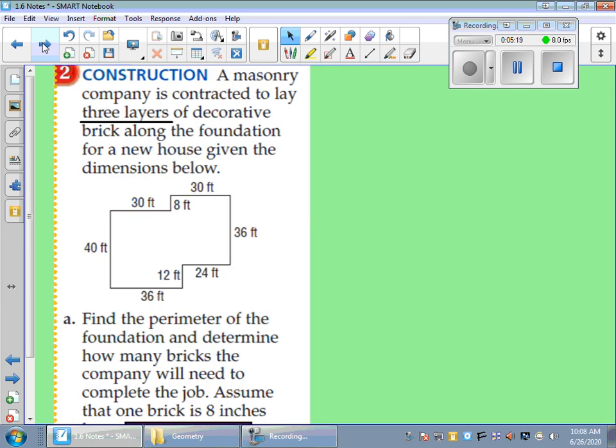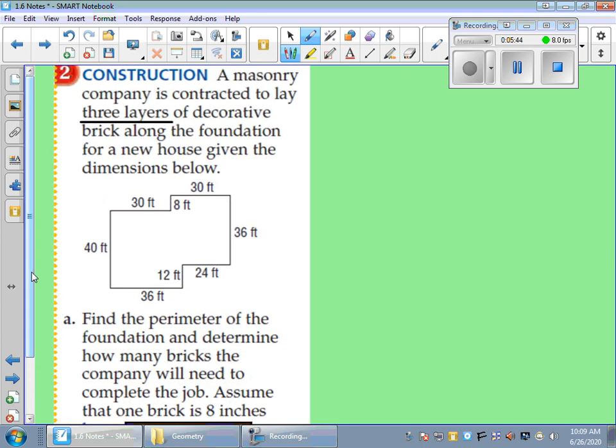Next slide, we're going to get into some mathematics. This is a very challenging problem, multiple steps that go with it. So this example, a masonry company is contracted to lay 3 layers of decorative brick along the foundation, and they give you the perimeter of the foundation. So obviously, take a look, give it a try, see what you get.